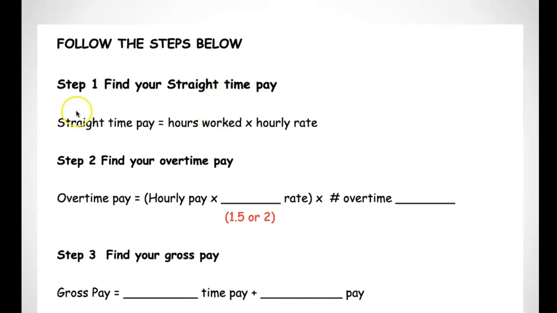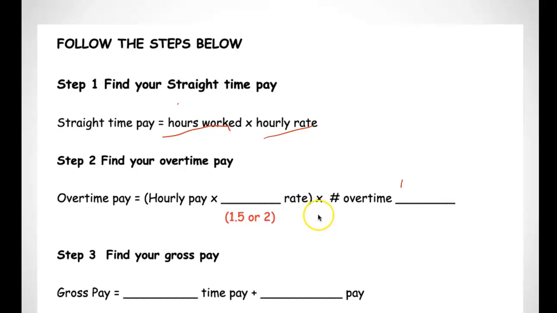So step 1, it looks just like this: find your straight time pay. We just did that in 1.1. Take your hours worked times your hourly rate. Now you're going to find your overtime pay. So you're going to take your hourly pay times, if it says time and a half, you're going to write 1.5 in here. If it says double time, you're going to write 2. Most of our lessons have time and a half. Sometimes people get double time, but most people will get time and a half.